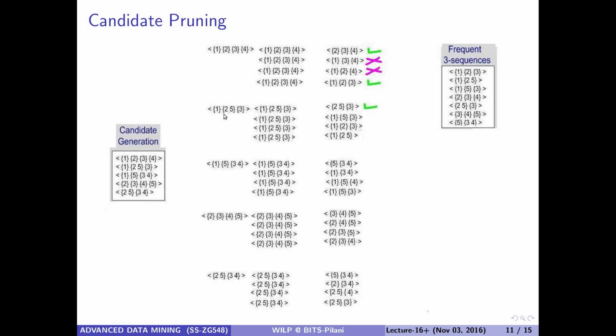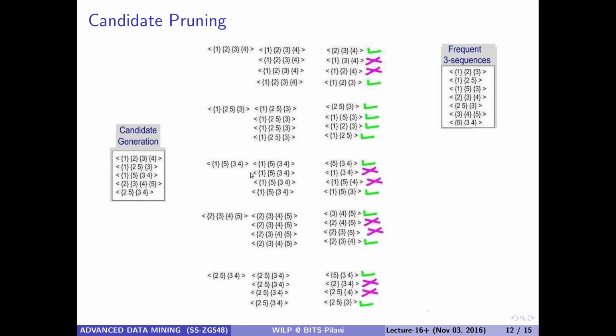Now let's test another one, 1 2 5 3. In this subsequence, if I remove 1, I am going to get 2 5 3. If I remove 2, similarly I am going to get 1 5 3. What is the support for 1 5 3? You can see 1 5 3 is available over here, therefore yes. What about 1 2 3? 1 2 3 is there. What about 1 and then 2 5? Yes, 1 2 5 is also available here. In the same way all these things are available.